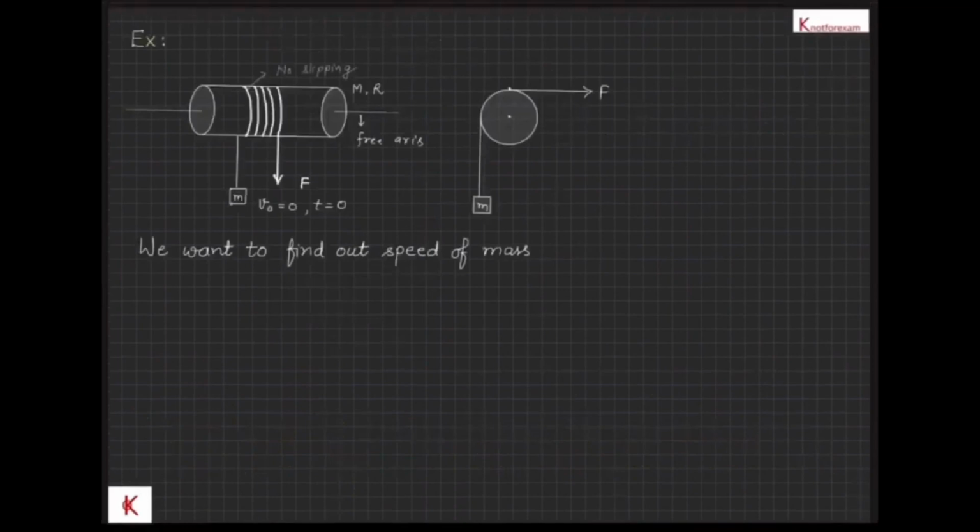Let's apply this in the following example. Let there be a cylinder of mass m and radius R, which is free to rotate about a horizontal axis. A string is wound up on the cylinder. One end is connected to a vertically hanging mass m, and the other end is pulled down by a force F. The system is started from rest, and we want to find the speed of mass m when L0 of the string is unwound by force F, where F is given as F0 into 1 minus L upon L0, where L is the unwound length.